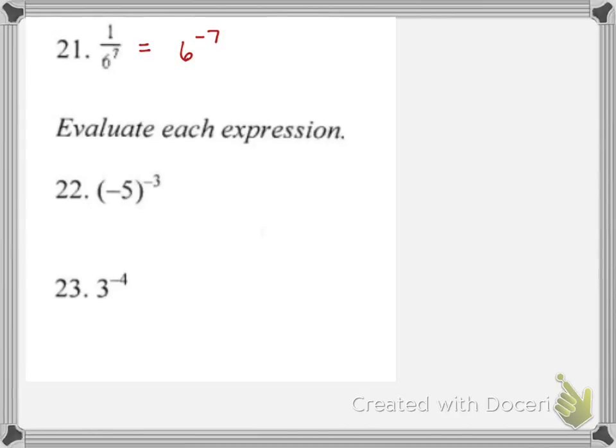And for evaluating, again, we're just finding the value of. So you can use your calculator, but this would be equivalent to 1 over negative 5 to the 3rd, which is going to give me negative 1 over 125. 23 is equal to 1 over 3 to the 4th. Of course, 3 to the 4th is 81.